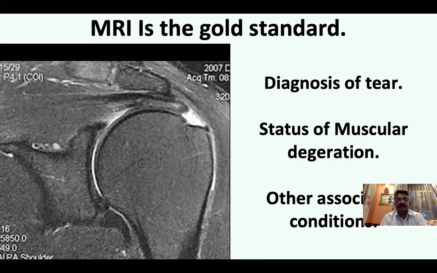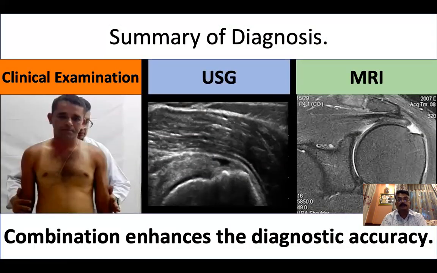MRI is the gold standard, not only for the diagnosis of tear, but the status of muscular degeneration and other associated intra-articular conditions can be diagnosed with the MRI scan. So to summarize the diagnosis, clinical examination is very, very important. No patient with shoulder pain should go out of your clinic without examining the rotator cuff, both the power and the special tests for rotator cuff tears.